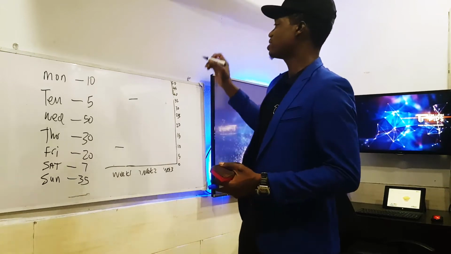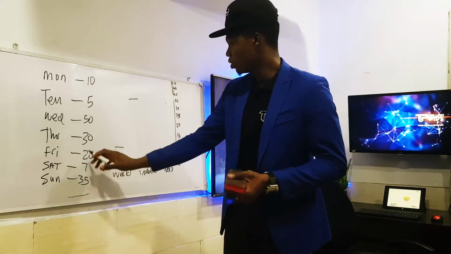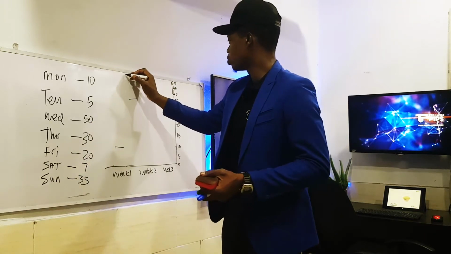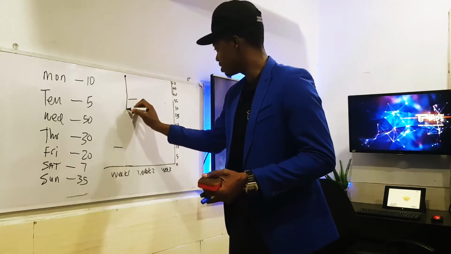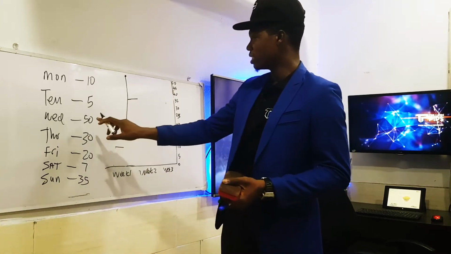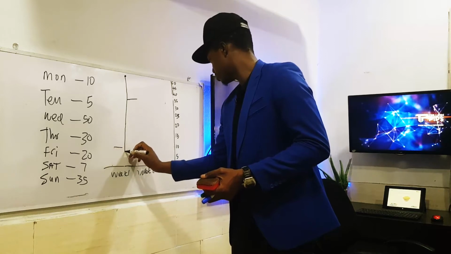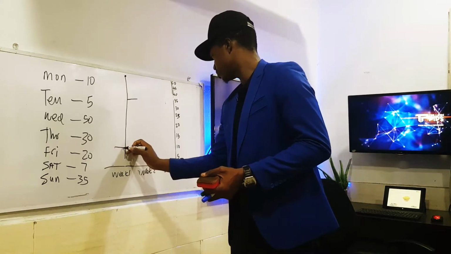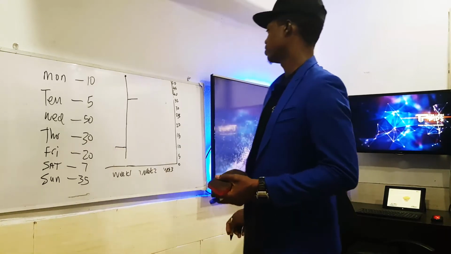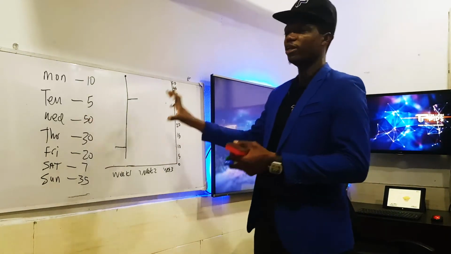Then now the highest price reached during this whole period is $50, which was on a Wednesday. So we'll draw it from $50 down like this. Then the lowest price reached was $5. So we'll draw it down to $5 here. Okay. So this is how you represent this information on the bar chart.